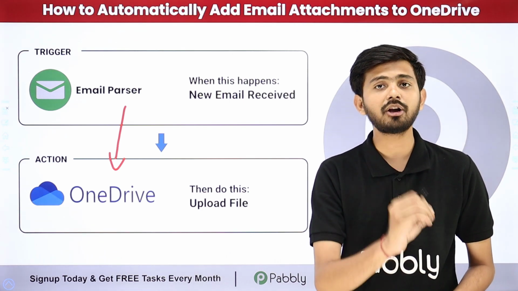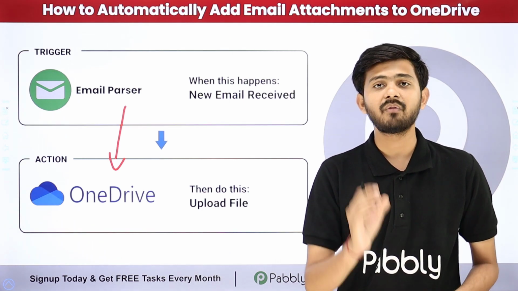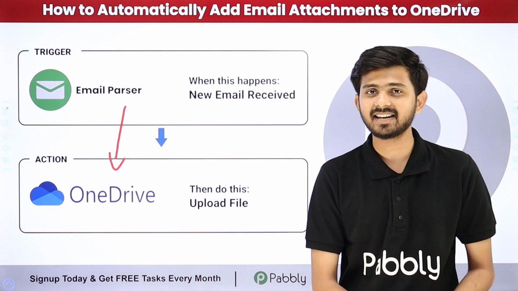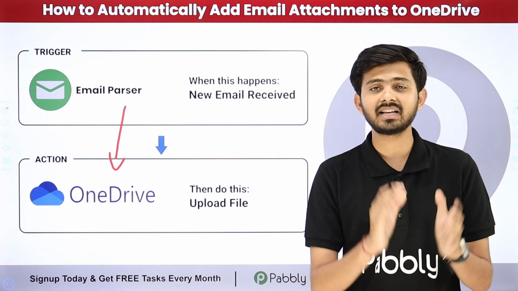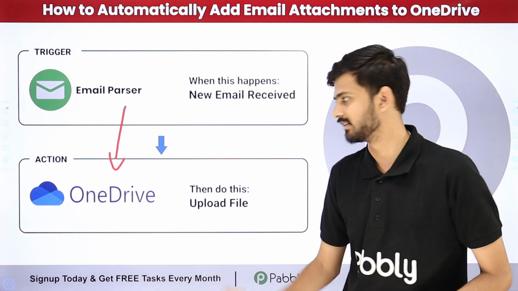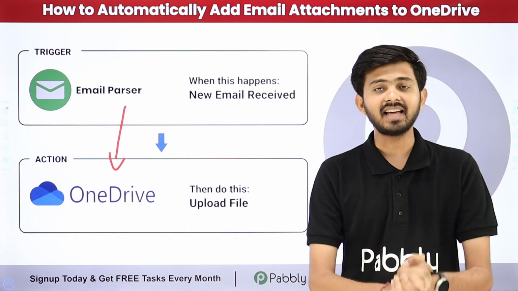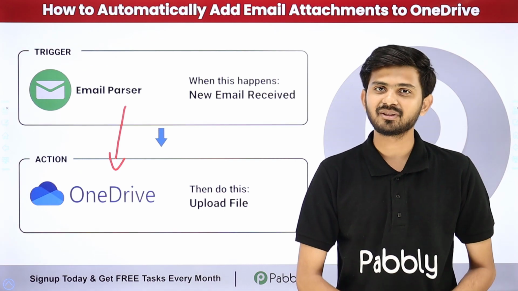With Pabbly Connect, as I receive a new email with an attachment on Gmail, it will automatically forward that email via email parsers to Pabbly Connect. And as I receive that email detail, I'm going to automatically upload that email attachment to my OneDrive folder. So how am I going to build this connection? For that, let me take you to my computer screen.